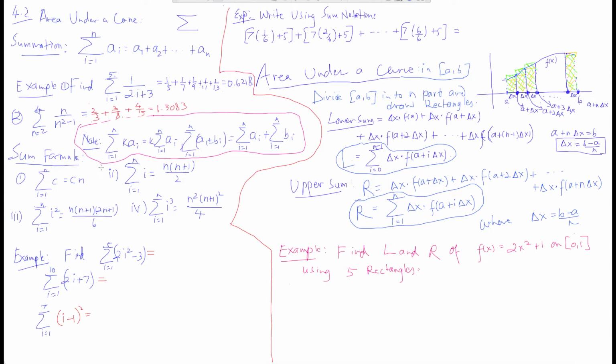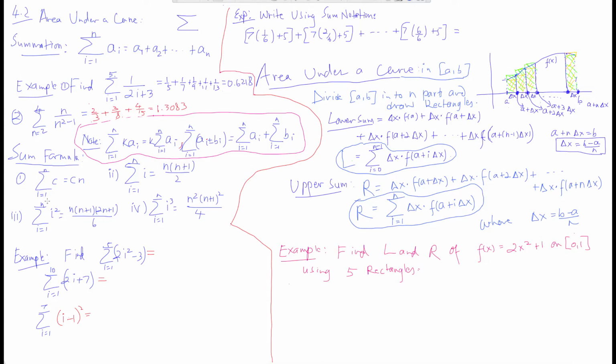There are some formulas, but before that, if there is a sum of a constant k times a sub i, you can pull the k outside and do the summation of a sub i only. The next rule is that if there is a sum of two terms, a sub i plus b sub i, you can distribute the sum: the sum of a sub i plus the sum of b sub i. These are the basic rules of sums, but there are some more rules.